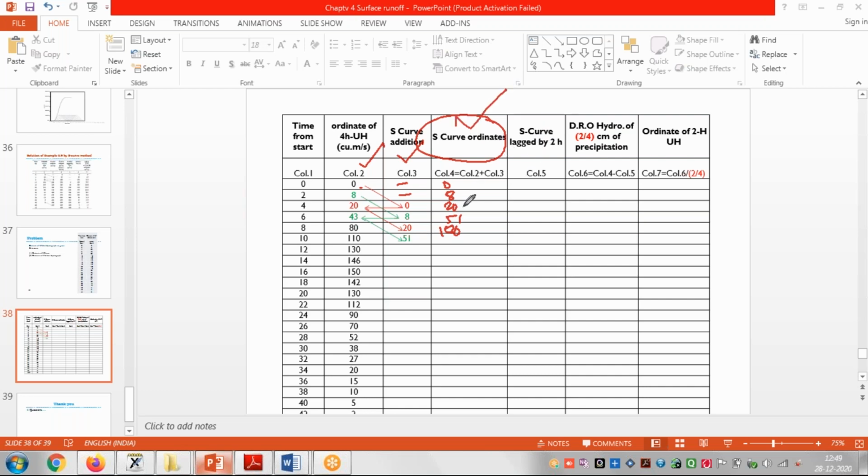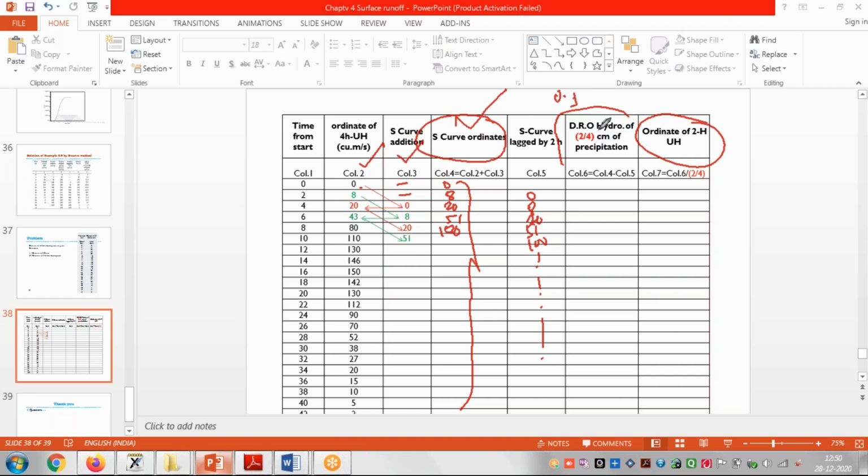See, this is our S curve, and lagged by 2 hours means the same ordinate which we will get here will start from here. Say 0, then 8, then 20, then 51, then 100, and likewise it will start. Then finally, what we have to find is the ordinates of the 2-hour unit hydrograph. But before that, see, this is the direct runoff hydrograph of 2 divided by 4, which means 0.5.